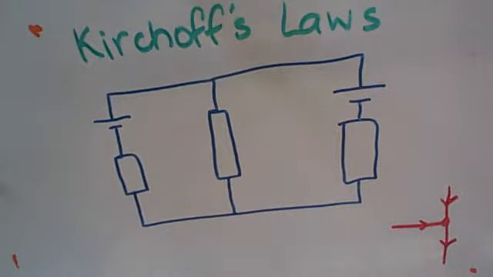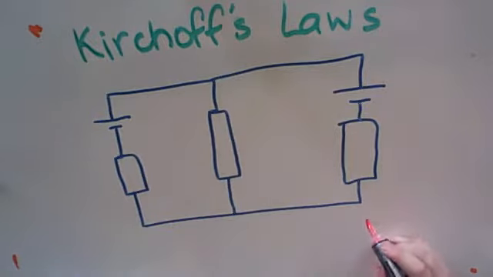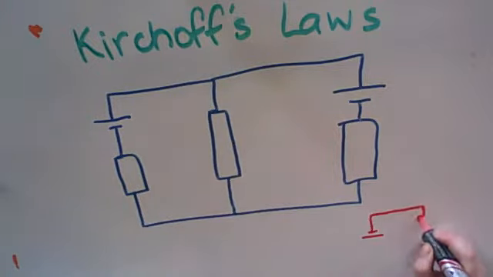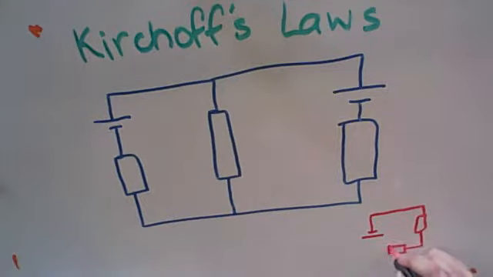The second one is a little more subtle, but not insurmountable when you're thinking about it. It basically says that around any closed path, the sum of the voltages is 0. And I want you to think about it using a nice simple example. So here's my battery, and here's my resistor, and another resistor, and it says the sum of the voltages adds to 0.